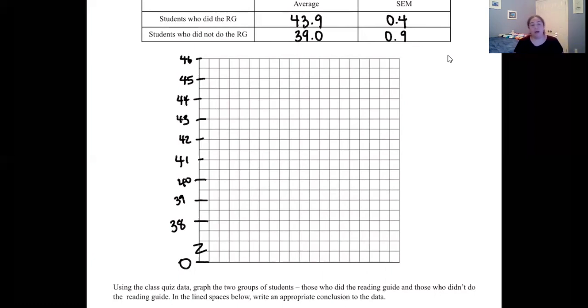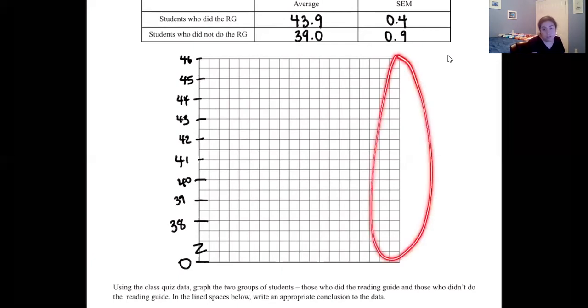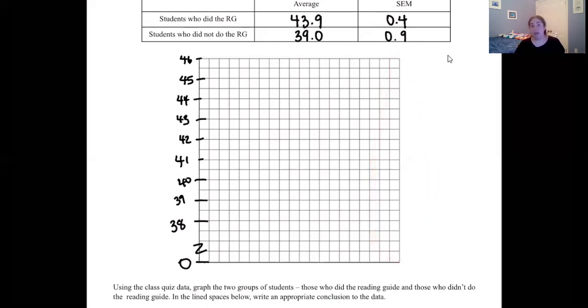And remember, if you end up scaling this wrong, or just not doing it correctly, you can also scratch this out and use this side of your axis if you make a terrible, terrible mistake. So that is the scale. Now we're going to go with A for axes, labeling. This is the quiz average.